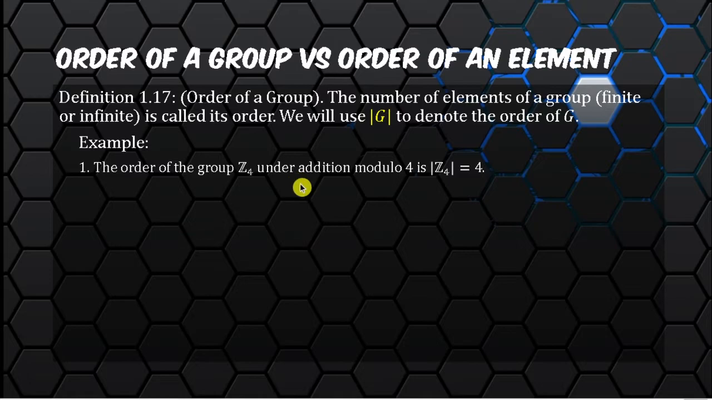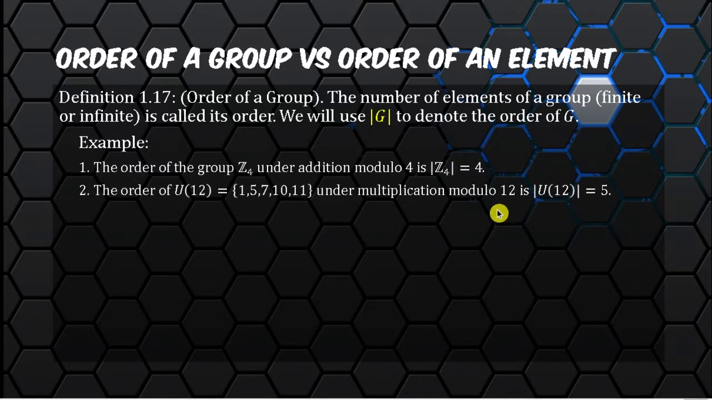Gamitin natin ulit yung example na ito. Yung example natin kanina, ilan yung laman niyan? 0, 1, 2, 3 ang laman nito na set. So, 4 yung kanyang order kasi there are 4 elements. Dito, sa U of 12, bilangin natin, 5. Kasi 5 yung laman niyan. So, ganun lang. The order of this group is infinite. Kasi yung set natin ay infinite. So, finite ang mga yan, infinite itong pangatlong example natin. So, that is what we mean by order of a group.